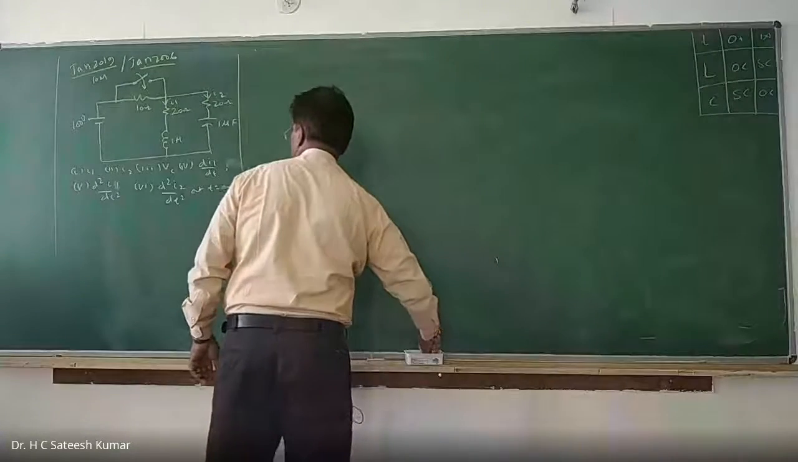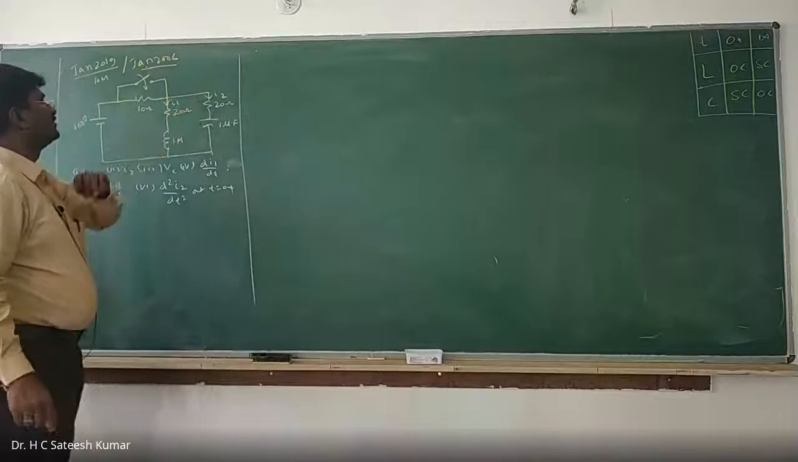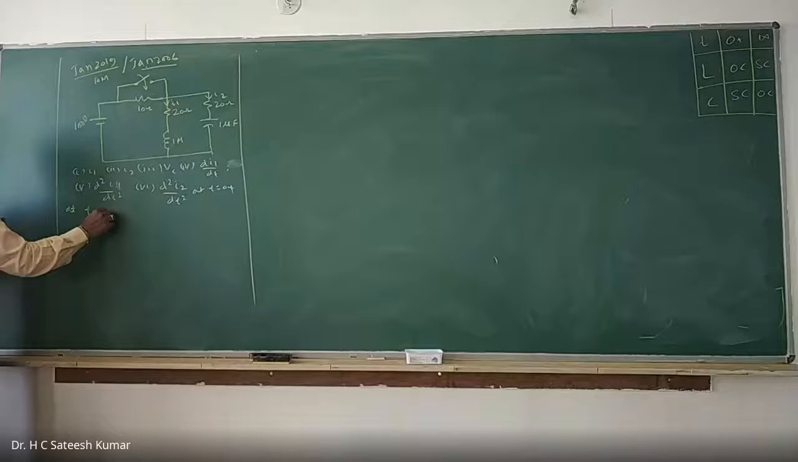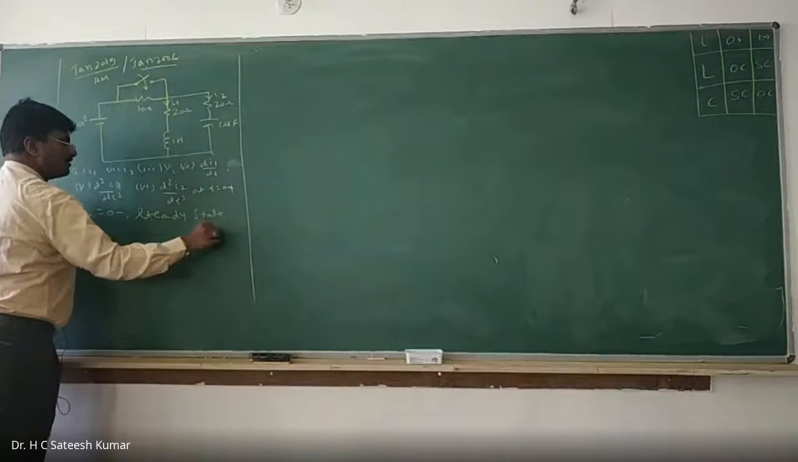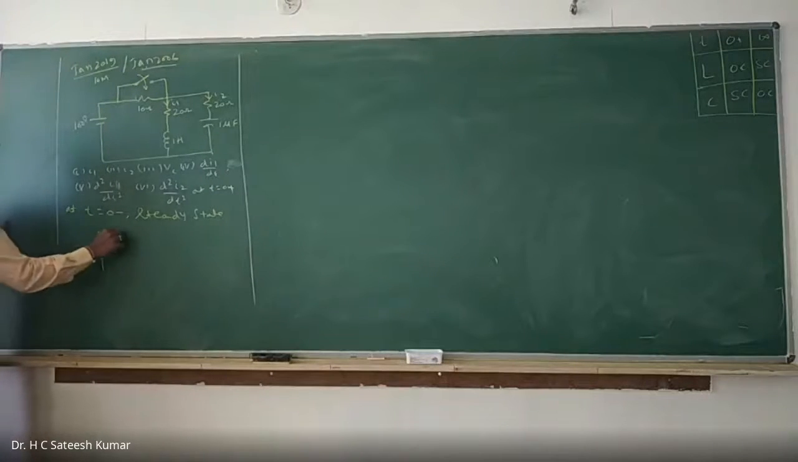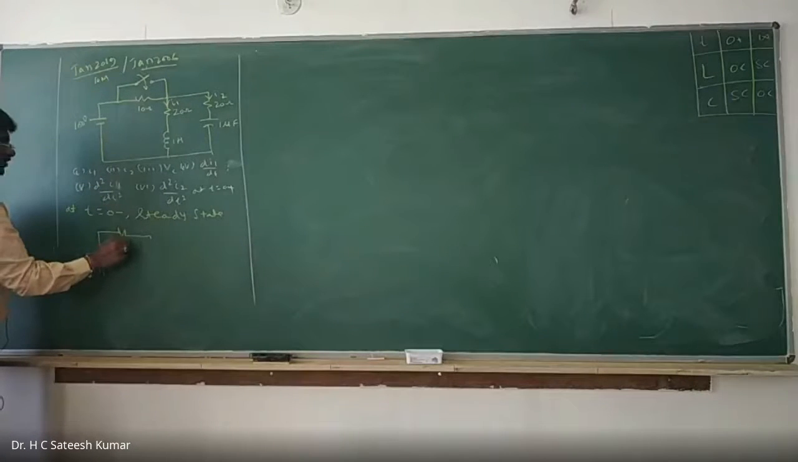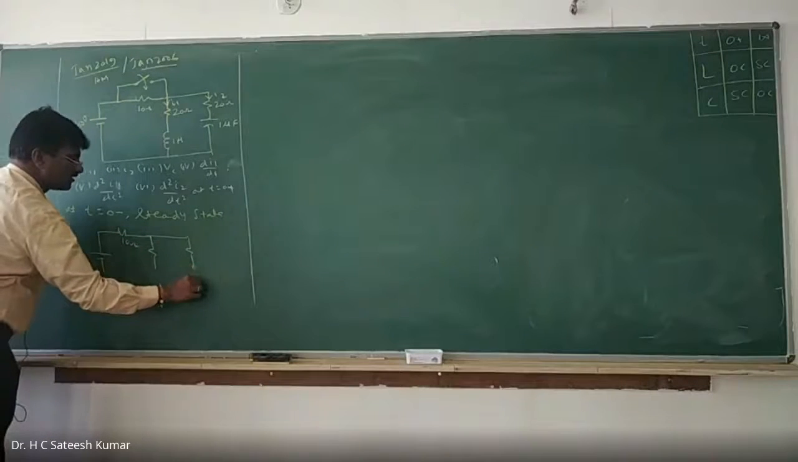Now, we have to find out I1 and I2. At t equals 0 minus, steady state is reached. When it is steady state, what is the equivalent circuit diagram? We can write it as: resistance, the circuit is open. One 10 ohm resistor is there, and one more resistor here.